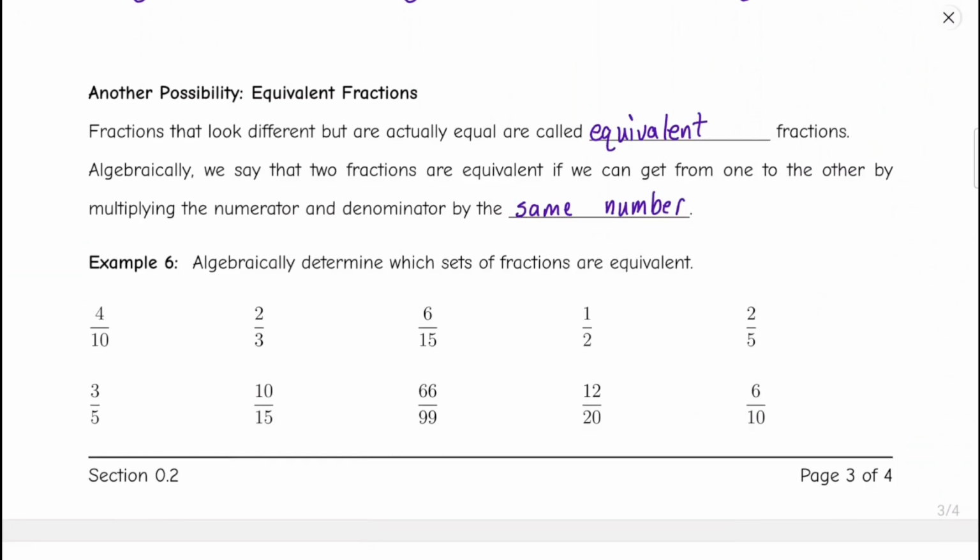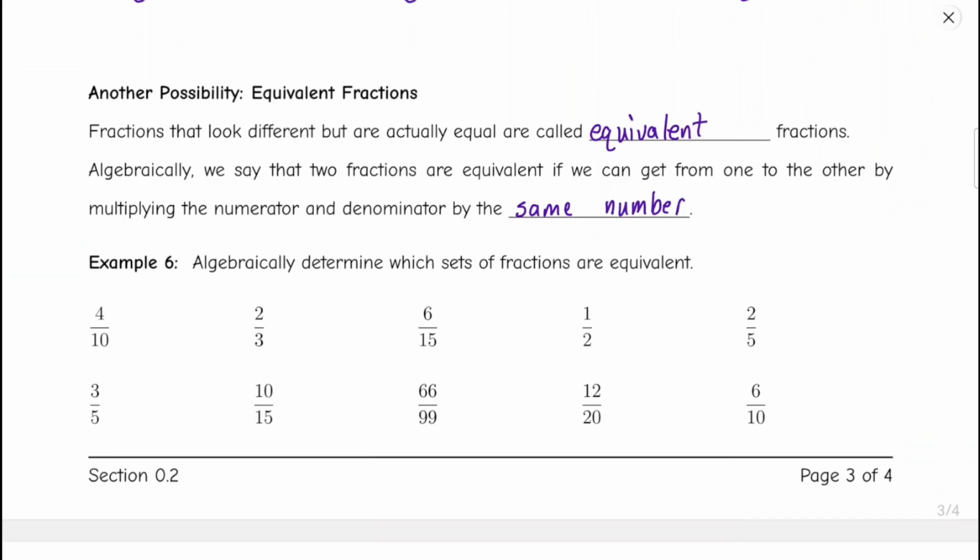So example 6, algebraically determine which sets of fractions are equivalent. Right now would be a good idea to try to pause the video and try to do this on your own. I'm hoping you paused it and were able to figure out most of them.